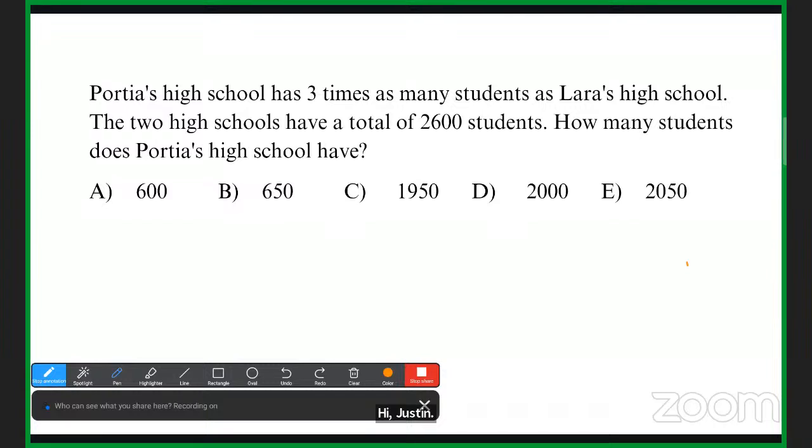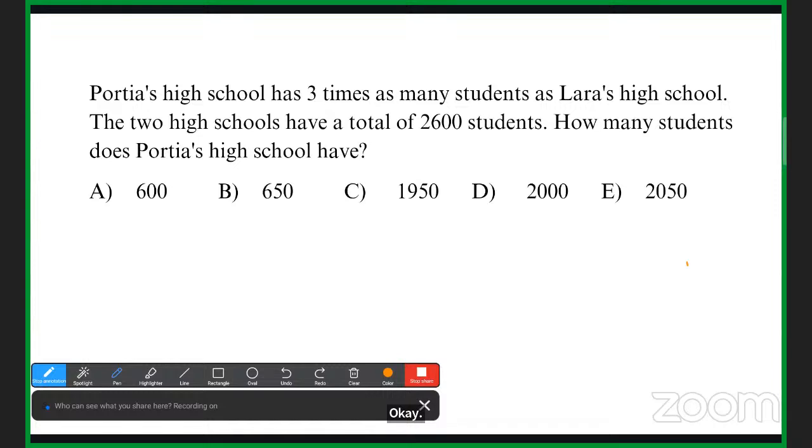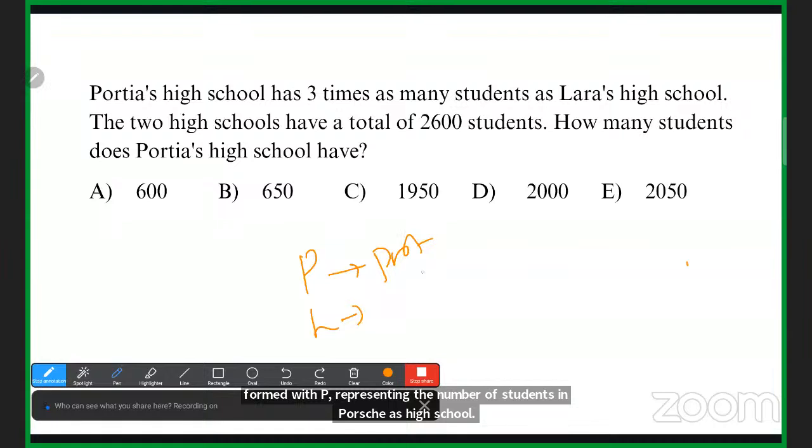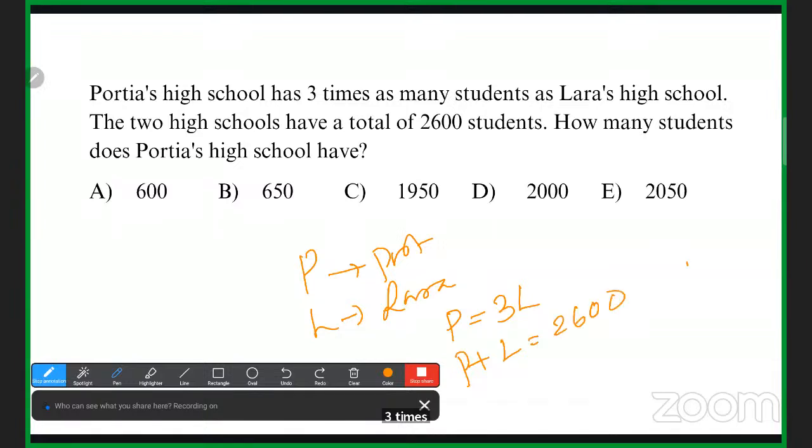Okay, we can discuss. Portia's high school has 3 times as many students as Lara's high school. The two high schools have a total of 2,600 students. How many students did Portia's high school have? The following system of equations can be formed with P representing the number of students in Portia's high school and L representing the number of students in Lara's high school. So we got P is equal to 3L, 3 times as Lara, and P plus L is equal to 2,600.